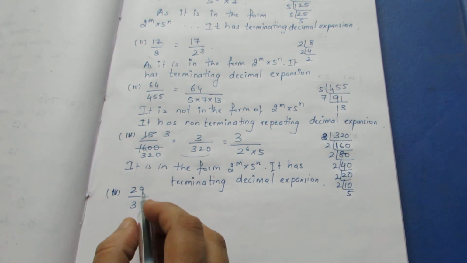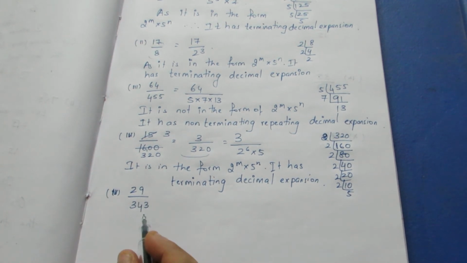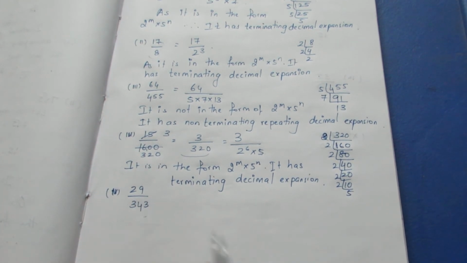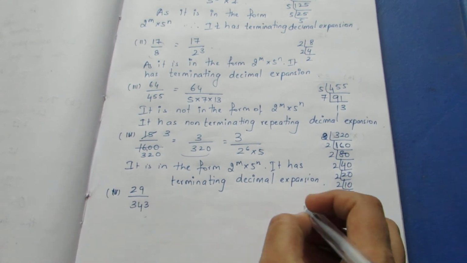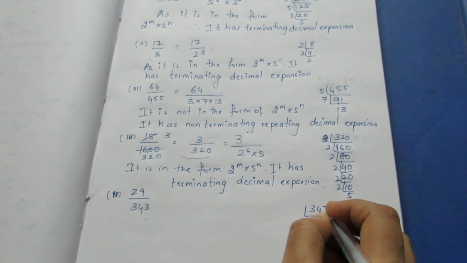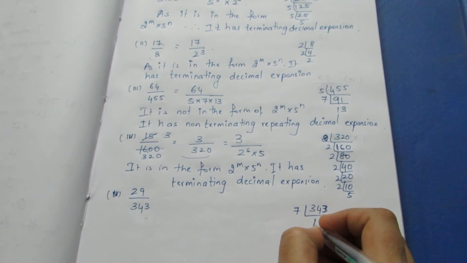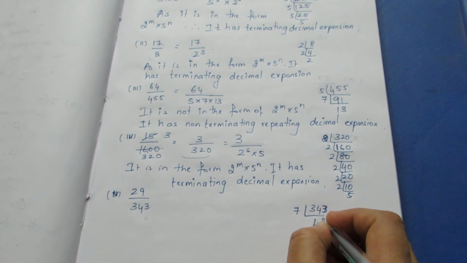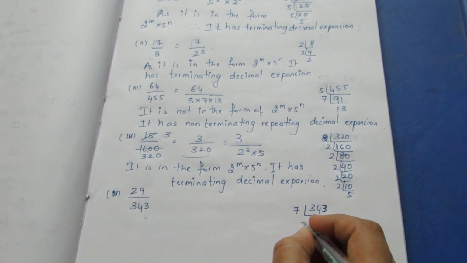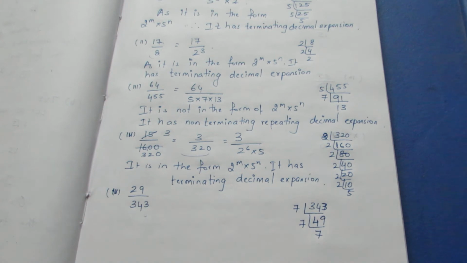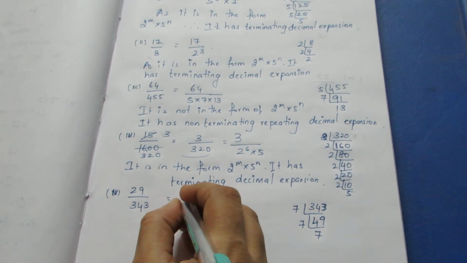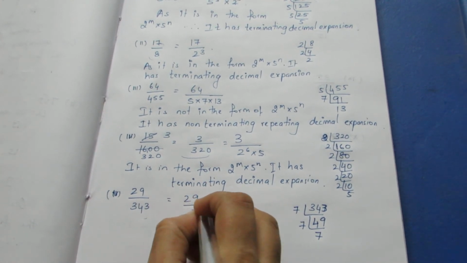Fifth sum, that is 29 by 343. We can't cancel this because 29 is a prime number. We can start factorizing 343. It goes in 7 tables. So 7 4s are 28, 7 9s are 63. Again it goes in 7 tables. So 7 7s are 49. This can be written as 29 by 7 cube.